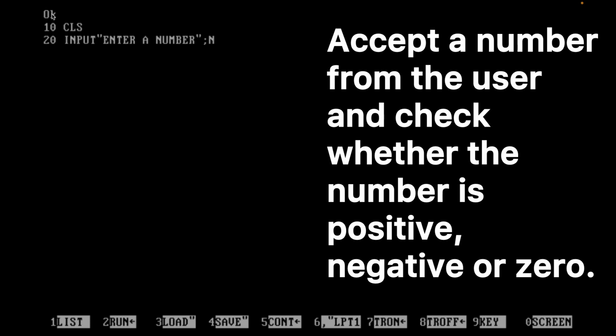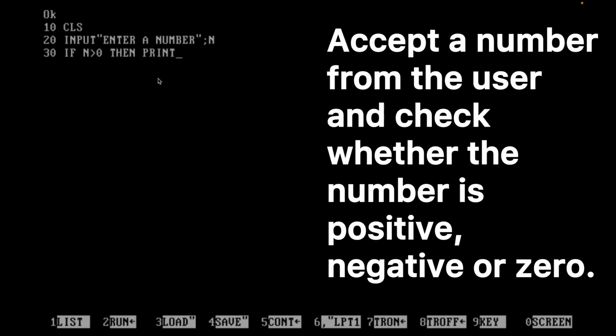In line number 30 we have to give the condition because we have to check whether the number the user has entered is positive, negative or is equal to 0. So we will give the condition if n, because n is the variable here we have taken. If you would have taken a, you would write a here. If n is greater than 0, then obviously it will be positive.